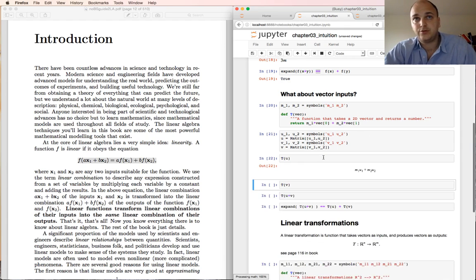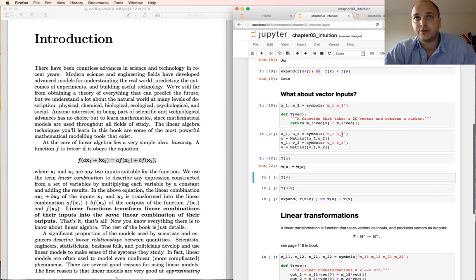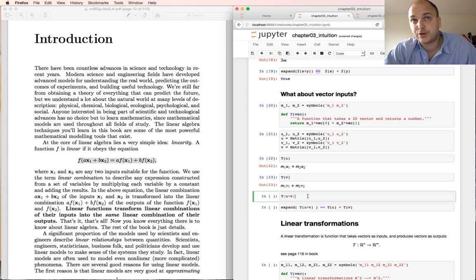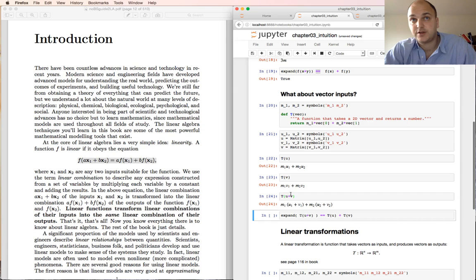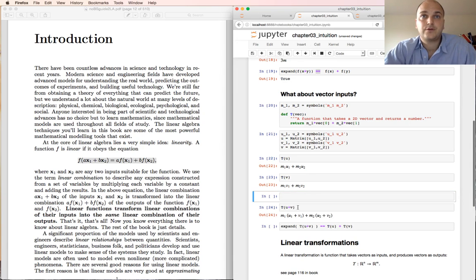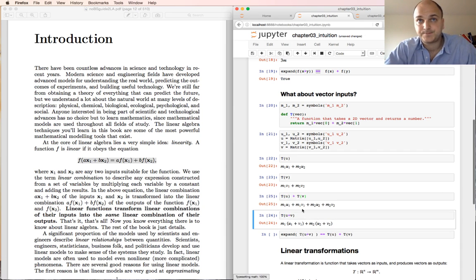Let's see what it does to u. If you input an arbitrary vector u1, u2, you get m1 times u1 plus m2 times u2. This is a number here. Same thing if you do it to v, just the linear combination of the inputs. If you do it to the sum of u and v, nothing that interesting happens. If you do T of u plus T of v, you should get the same thing. If you want to see this, you see it's the same thing.